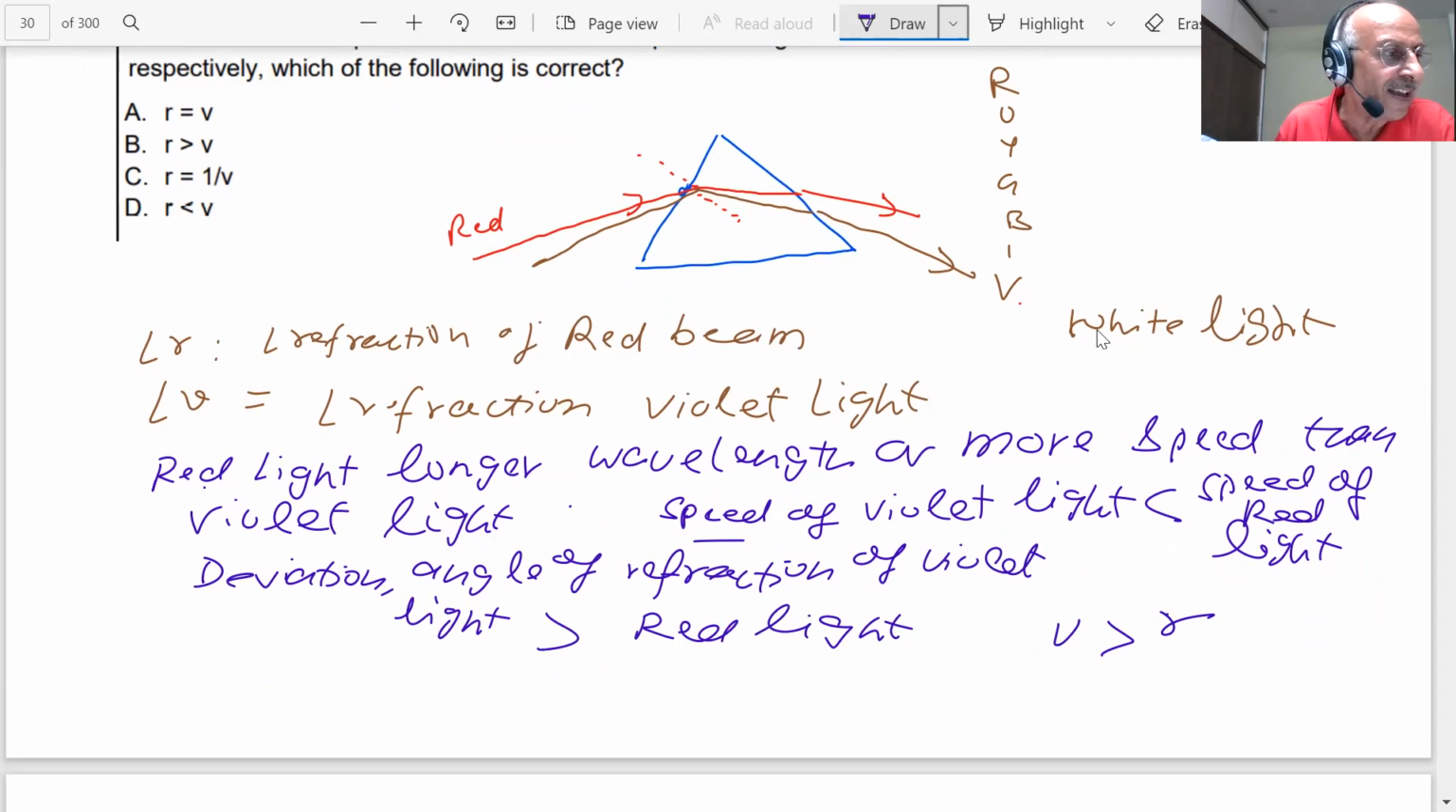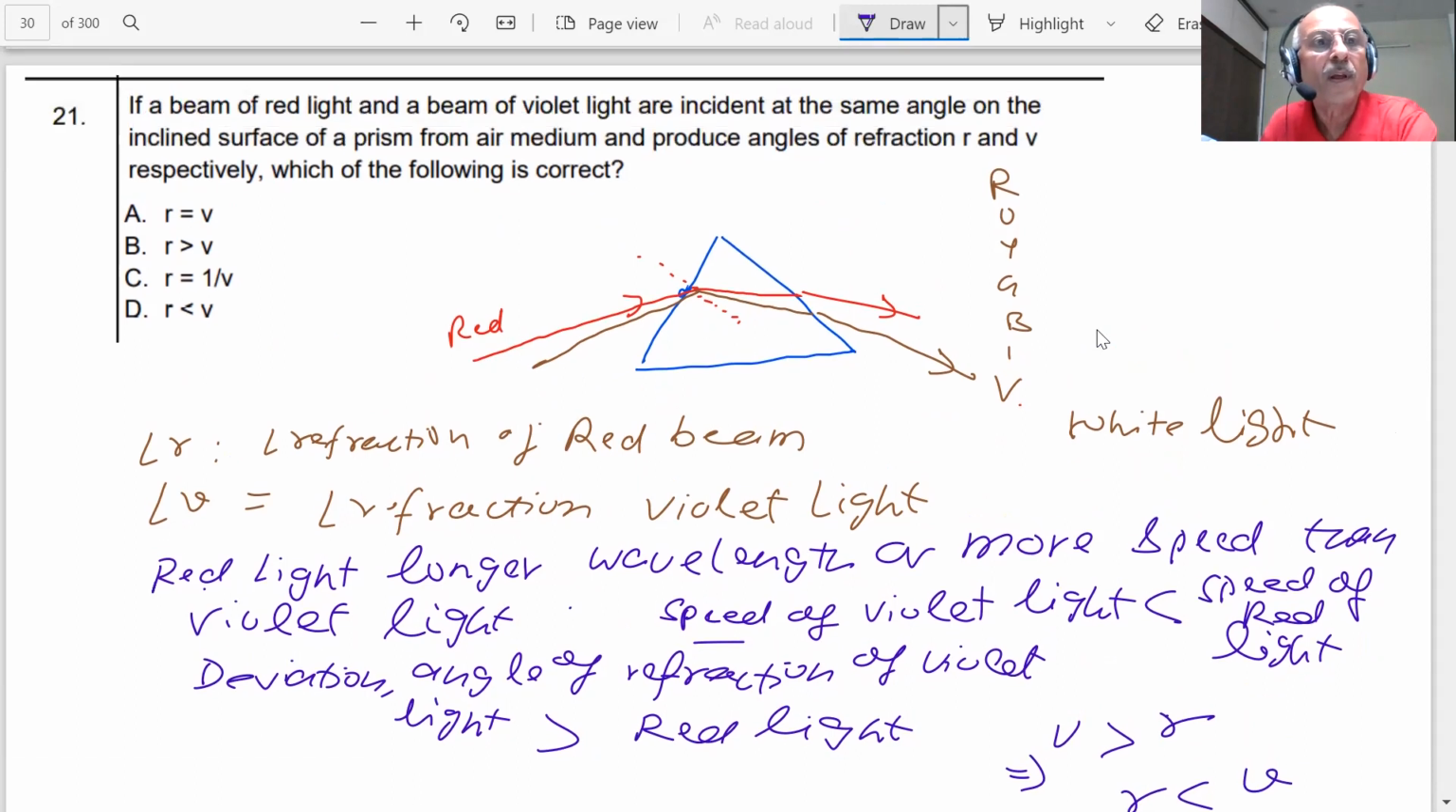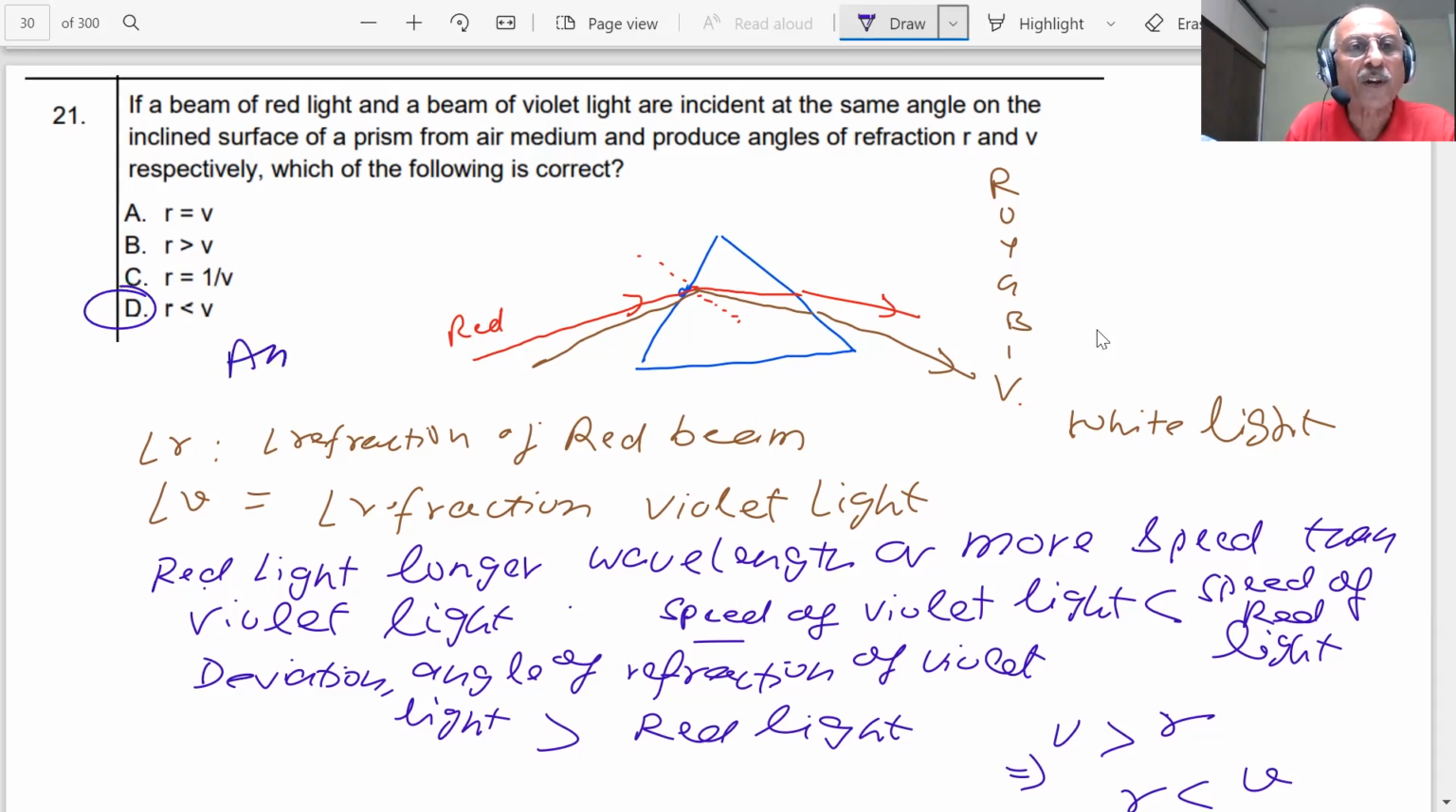V is greater than R means what, student? It means that R is less than V. So students, what will be the answer? In our case, R is less than V, which is the correct choice. Equal to V, no. D is the correct answer. Answer is D, student.